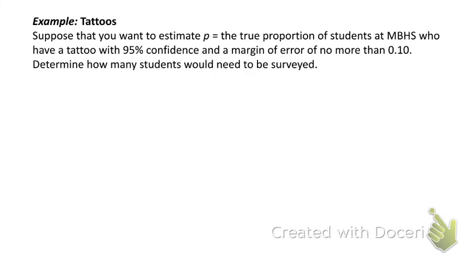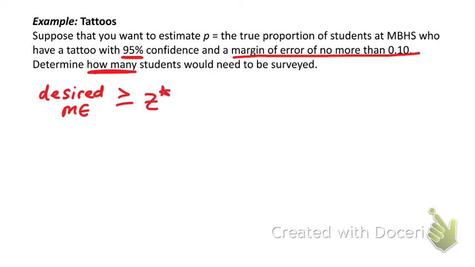Tattoos. Suppose you want to estimate P, the true proportion of McKinney-Boyd High School students who have a tattoo with 95% confidence. You want your margin of error to be no more than 0.1. So that's your desired margin of error. We need to determine how many students should be surveyed. So we're going to take our desired margin of error and we're going to set it greater than or equal to our actual margin of error. We're going to plug in what we know and then use algebra to solve for the sample size that needs to be taken. We don't want our margin of error to be any more than 0.1.